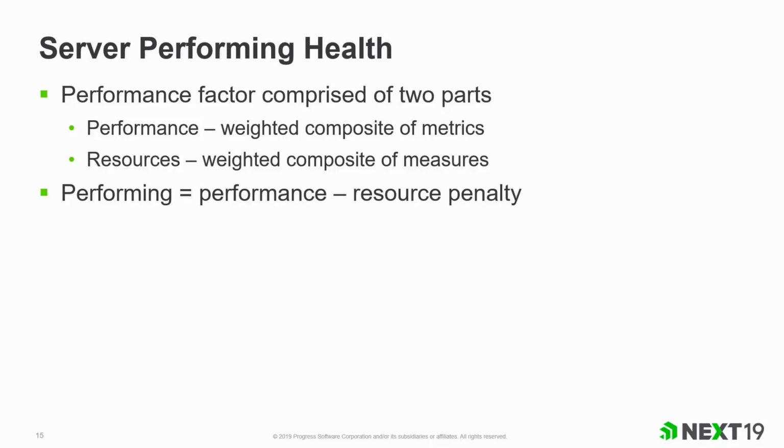So server performing health is comprised of 2 parts. We have performance, which is the weighted composite metrics, and resources. So basically, we come up with a performing score based on performance minus the resource penalty. So if your system's performing fine, but you're starting to run out of disk space because your log file is growing too large, you'll start getting a resource penalty. Or if your CPU is working harder than the levels you set, you'll get a resource penalty there.